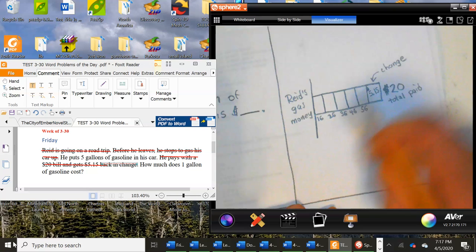I'm just going to have $2.97 is how much each gallon of gasoline cost. So I'm going to take that and move it up here and put down here that 1 gallon of gasoline is $2.97. You got the same thing as I did, great.